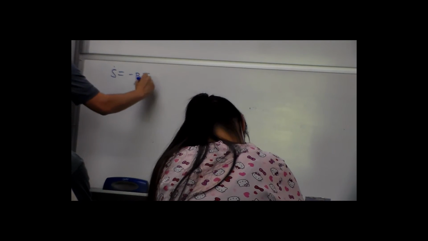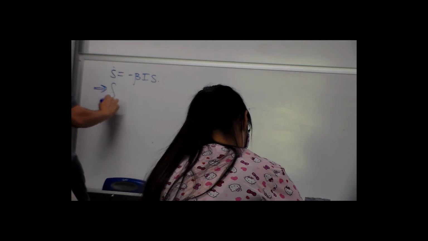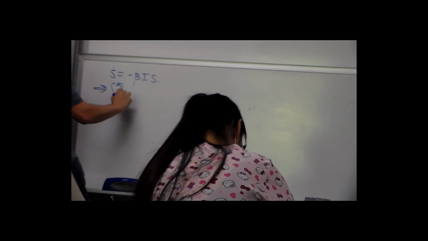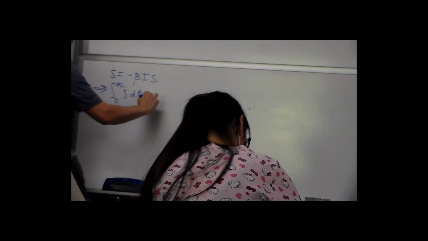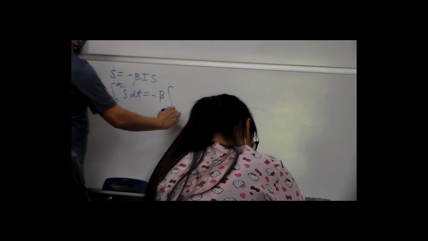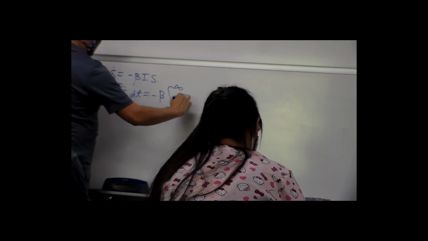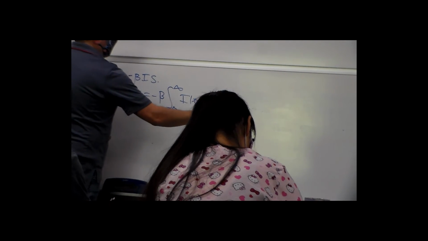So if I look at the equation, S dot is minus beta IS. Okay. And what I'm really asking for is information about I as time goes to infinity. And what I'm going to do is integrate both sides of this equation from 0 to infinity of S dot dt is equal to minus beta, the integral from 0 to infinity of I of t times S of t dt. Okay?